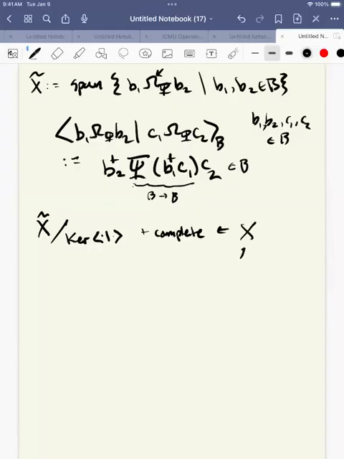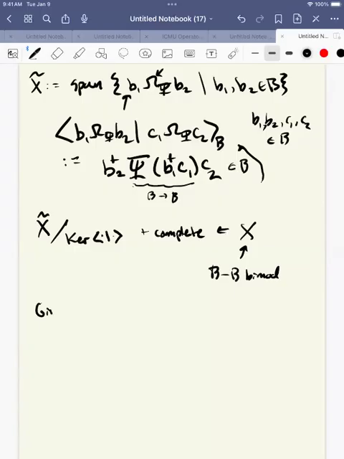And this is a BB bimodule because I can act on it from the left and right. At the level of formal linear combinations, I just stick B elements on the left and B elements on the right. And you can check that it's well defined on the quotient. Okay, so I get a BB bimodule, but it comes with this B-valued inner product.